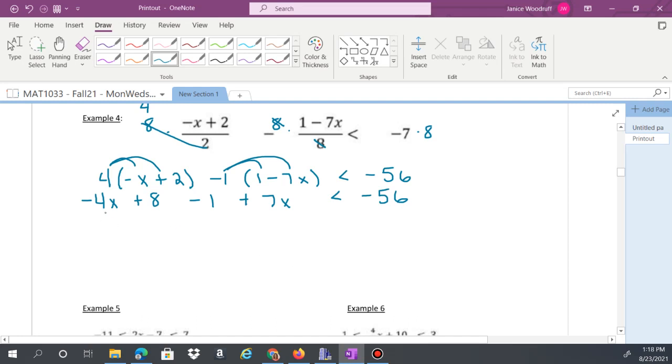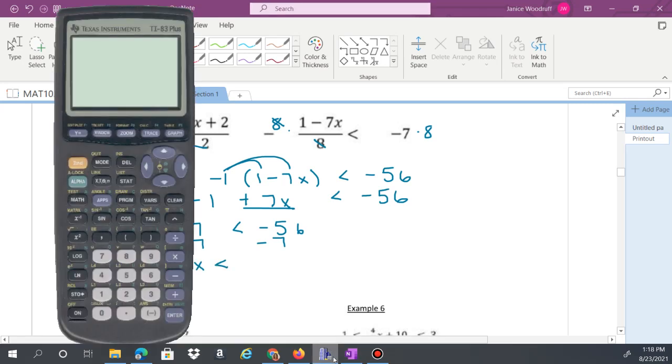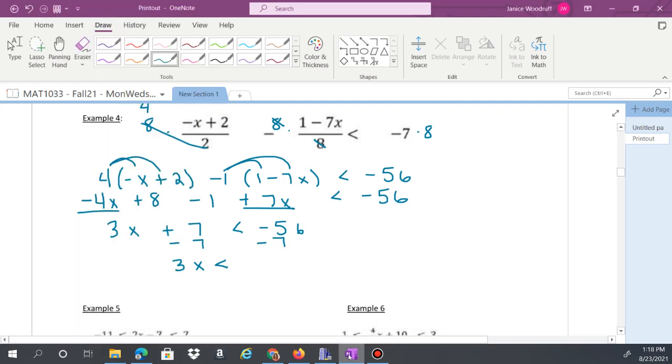Now we will combine like terms. On the left, so I have a negative 4 plus 7 for x's. That's going to give me a positive 3x. And 8 minus 1 is going to give me a positive 7. All right, so I'll subtract 7. So that should be, let's see, 3x is less than negative 56 minus 7. Is that negative 63? I believe you. My mouse isn't working. There it is. Okay, so negative 63.